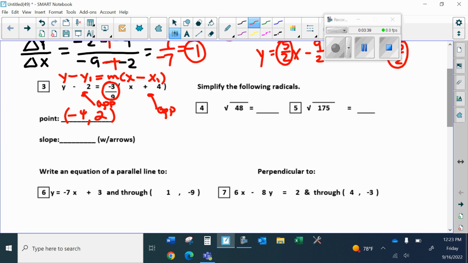Can I leave it as -3/9? No, I always have to reduce fractions. I don't just put it there. I read the directions right next to it. It says with arrows, down and right. Just follow directions. Numbers 4 and 5, simplifying a radical. The first thing I should be doing, if I don't know my perfect squares off the top of my head, is writing down those perfect squares up to 100.